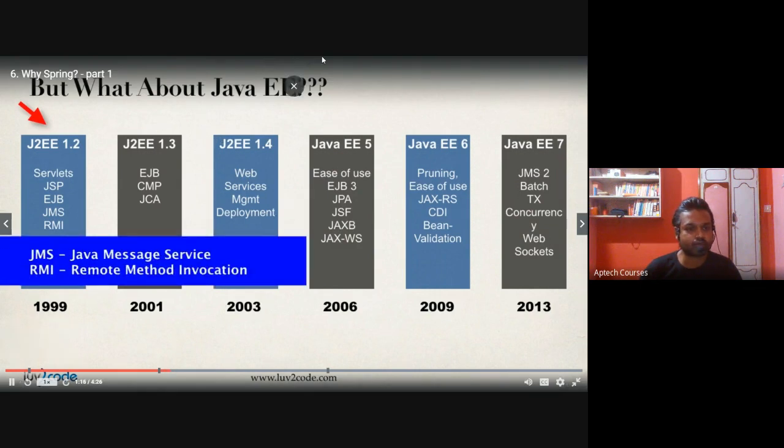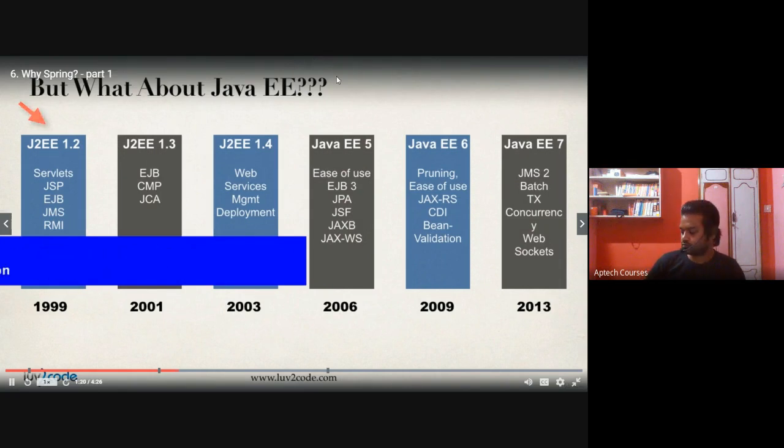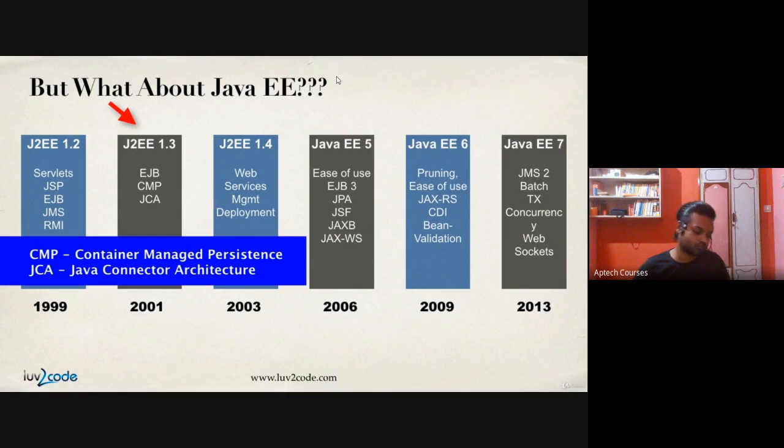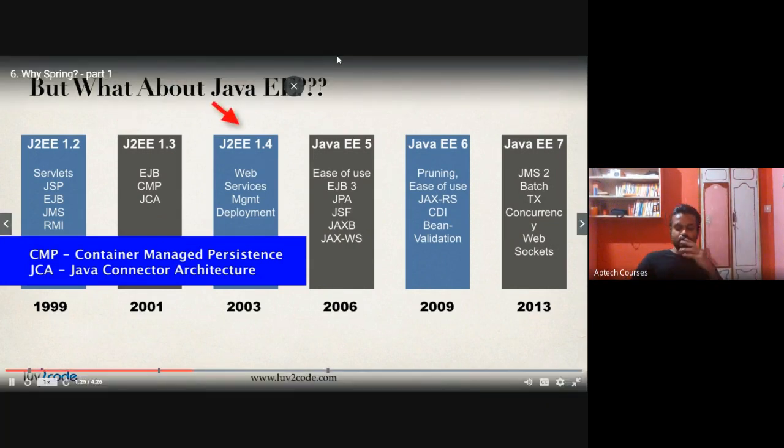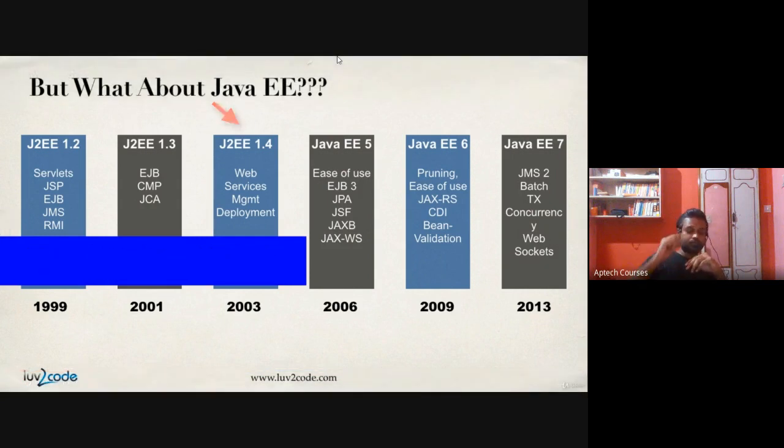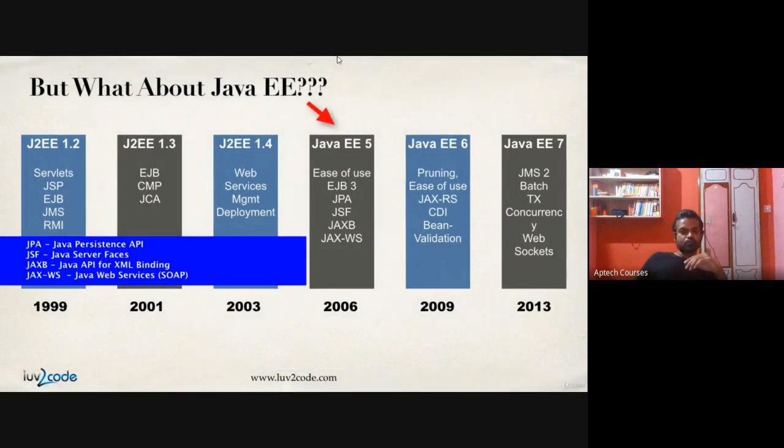You also had Enterprise Java Beans, Java Message Service, and RMI, Remote Method Invocation. Then over the years, they added more support for EJB with 1.3. In J2EE 1.4, they added web services. In Java EE 5, they renamed it a bit, so it's Java Enterprise Edition 5. They dropped the J2EE thing, and they added some ease of use for EJB3, JPA, JSF, JAXB, and JAX-WS for web services.